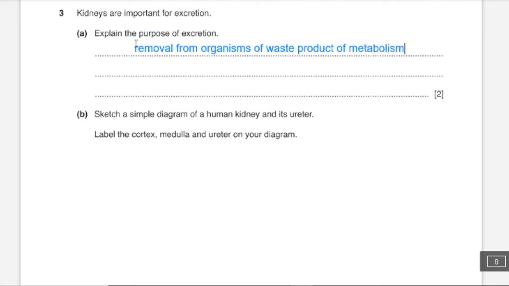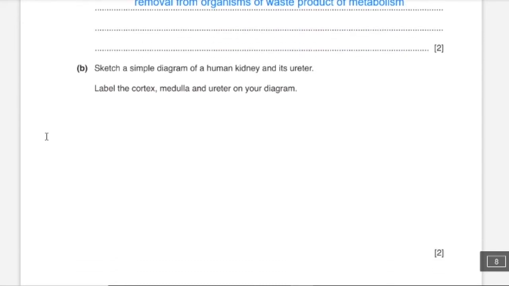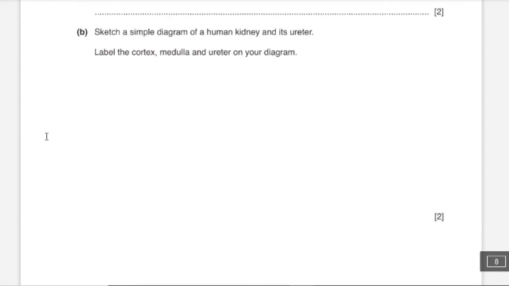You can write the whole definition of excretion in such questions where you're supposed to explain a process. This could have been osmosis or diffusion or active transport. Okay, part B. Sketch a simple diagram of a human kidney and its ureter. Label the cortex, medulla, and ureter on the diagram.